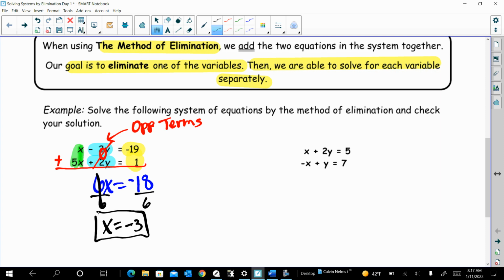If it's a false statement, who remembers what that becomes? No solution. Very good. If you have a true statement, then what does that become? Infinite solutions. Okay, so because we now have this answer, I need to put it right here. I'm just going to put a little star. We're going to plug it back into one of the equations.